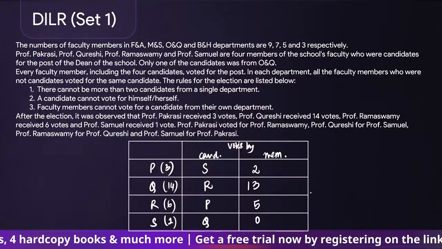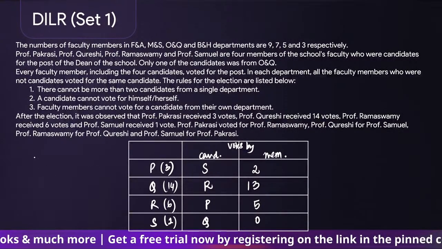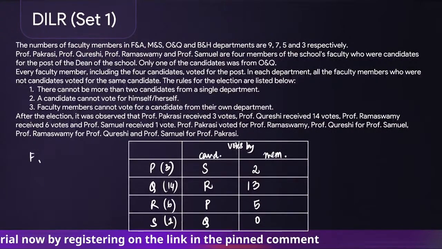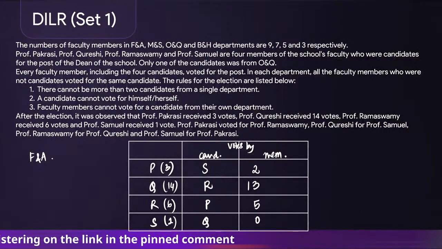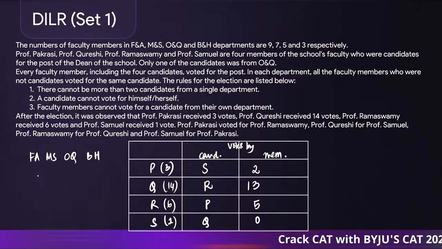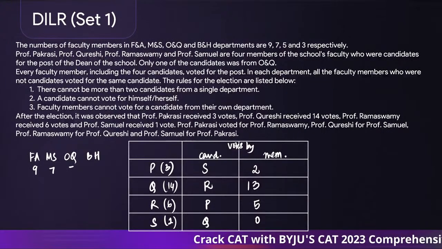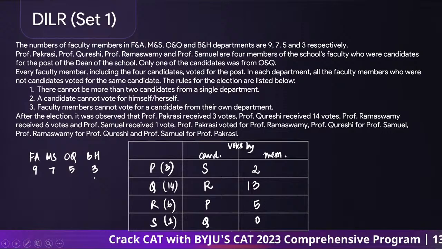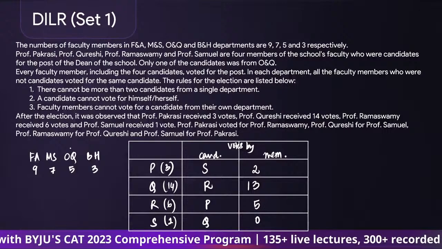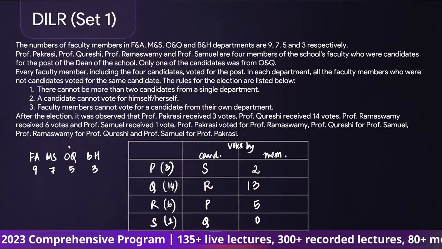Okay, ये हमारा table है. And we also know that we have the first department FA. The next department, let's write MS, we have OQ, and we have BH. These are the 4 departments. They have 9, 7, 5, and 3 total people. ठीक है? Now it is given that एक member ये OQ से है.